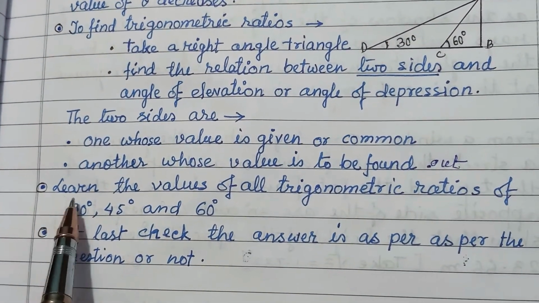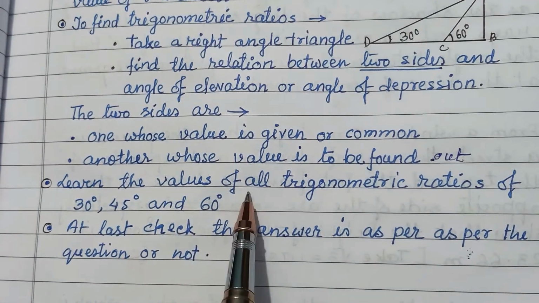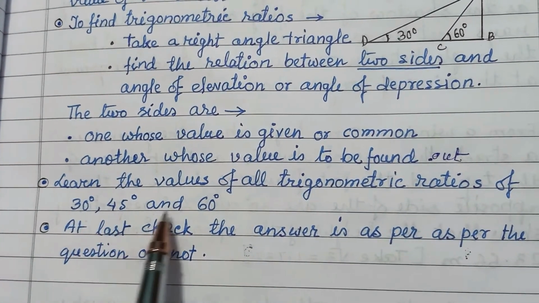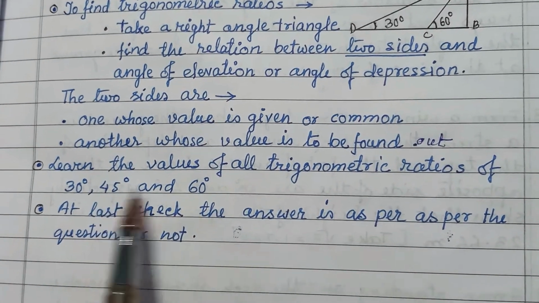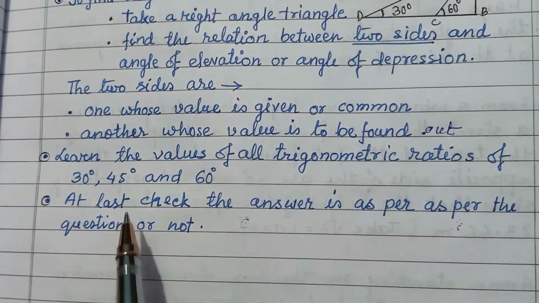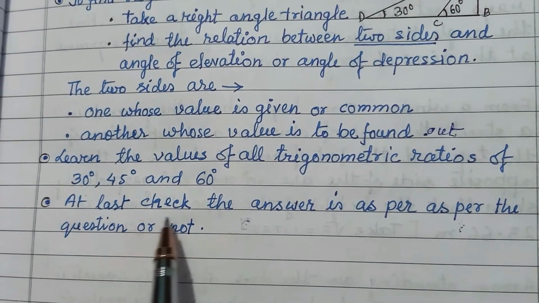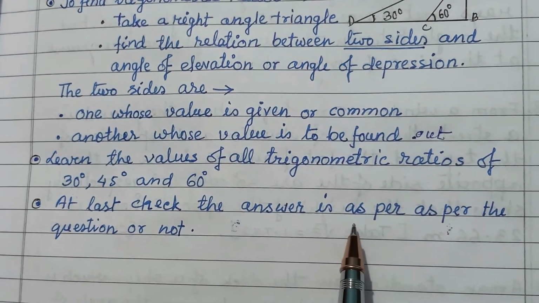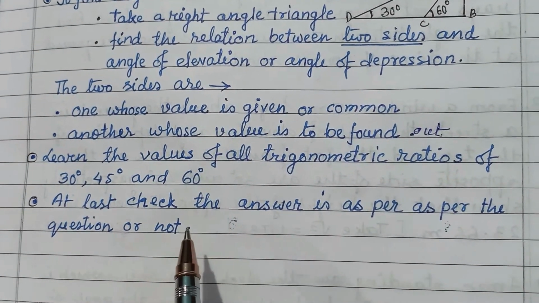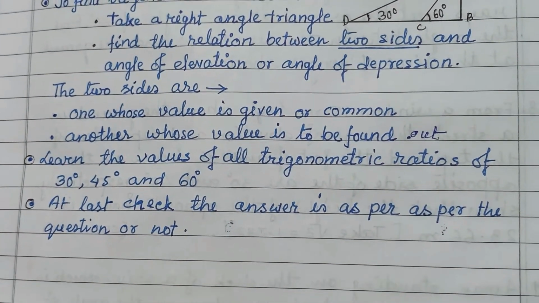Next is, learn the values of all trigonometric ratios of 30 degrees, 45 degrees and 60 degrees. Only 3 ratios you need for this chapter. Last point is, at last check whether the answer is as per the question or not. Last time you have to check that.